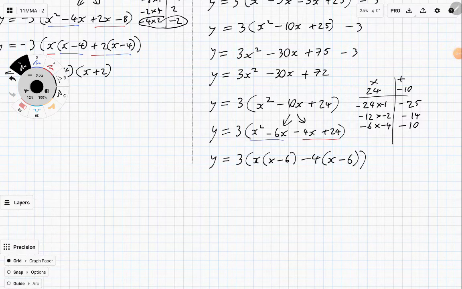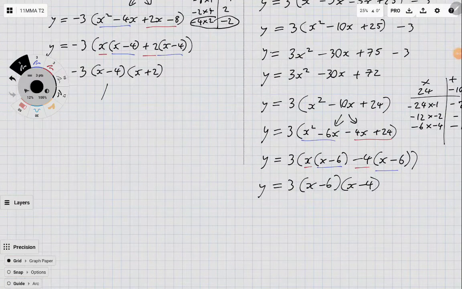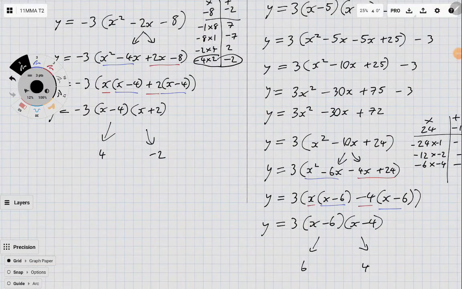Now it's all looking like it's going to work out because we've got these two matching. The leftovers is x minus 4. And that leaves us with y is equal to 3 times (x minus 6) times (x minus 4). And we have factorized it into root form. Advantage of root form, I know that this one's x-intercepts are 4 and negative 2. And I know that this one's is 6 and 4. So this is the reason why factorizing is really useful, because it means you can quickly look at the roots of a function. Worst case scenario, you can always use the quadratic formula.